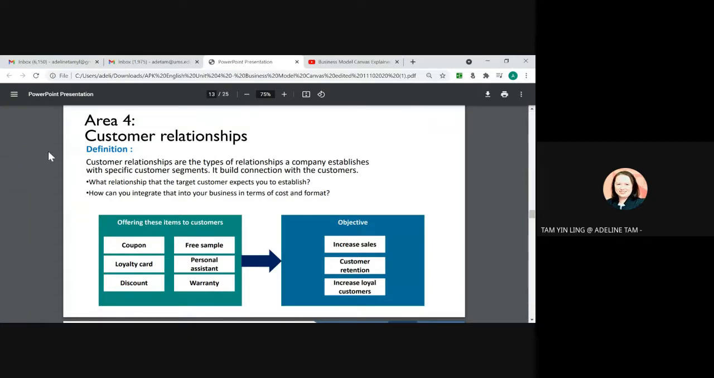Okay, next is customer relationship. So customer relationship means how are you going to maintain the type of relationship with your specific customer segment? In another word, how do you build the connection with the customers? Are you using social media like Facebook or Instagram or WhatsApp to build up the relationship? So every time you have a new product, you just WhatsApp your customer, I have this new product, do you want to try? Or you post your product on Instagram so your friends see, oh, this is the product.